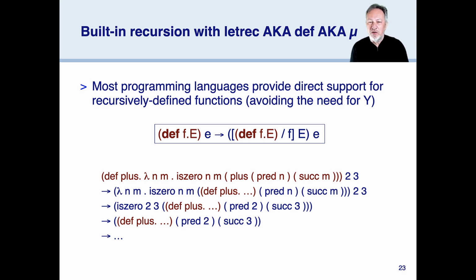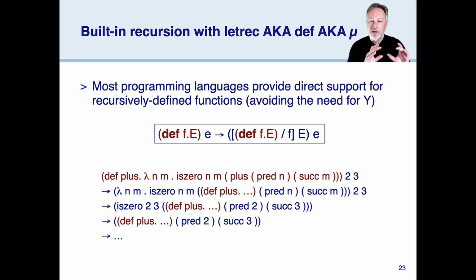We introduce a new syntactic construct that looks like lambda but is slightly different. It's called def. So def f.E will define a function f so that f can be used anywhere in the body, big E. When you apply that to some value e, what happens is that you unfold the definition. Unfolding simply takes this expression def f dot E and replaces it for every f found in big E. Well, that sounds pretty weird.